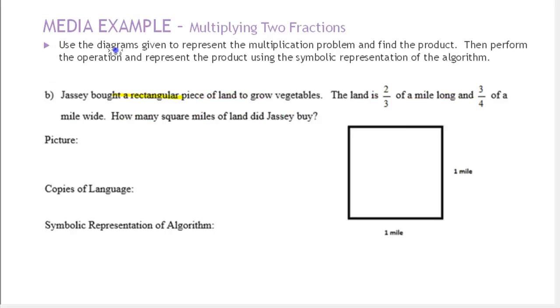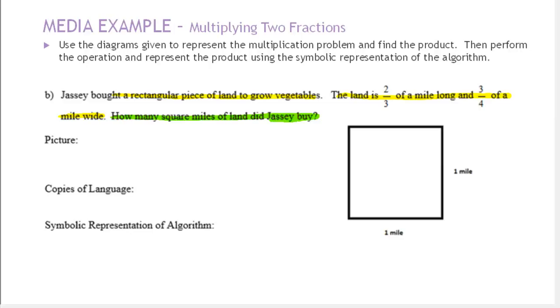Jassy bought a rectangular piece of land to grow vegetables. The land is 2/3 of a mile long and 3/4 of a mile wide. Here comes the question. How many square miles of land did Jassy buy? Okay. So here we have a diagram set up, and notice it's 1 mile by 1 mile. And Jassy's land is smaller than that. It's 2/3 of a mile times 3/4 of a mile. So what we're going to do is partition this land and find the fractional amount that Jassy bought.